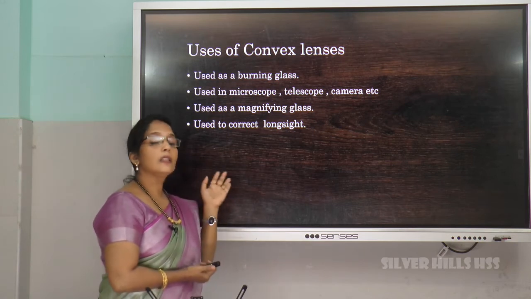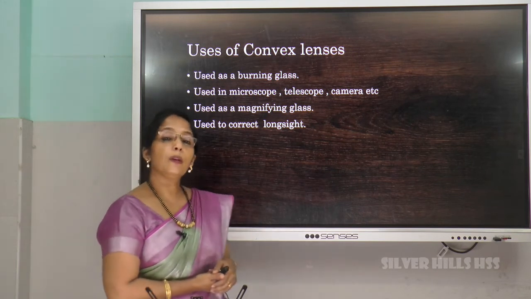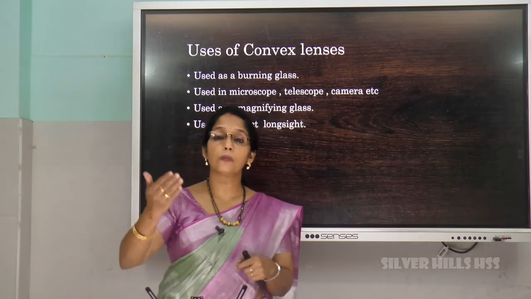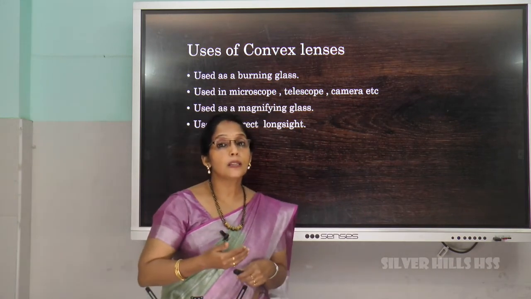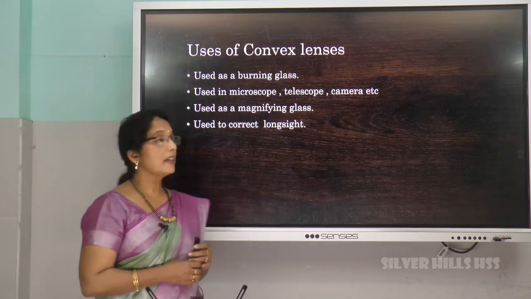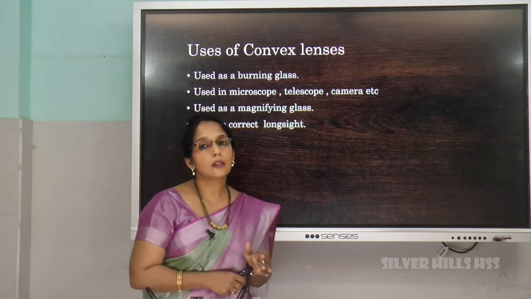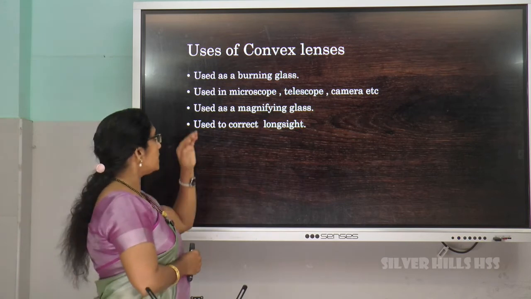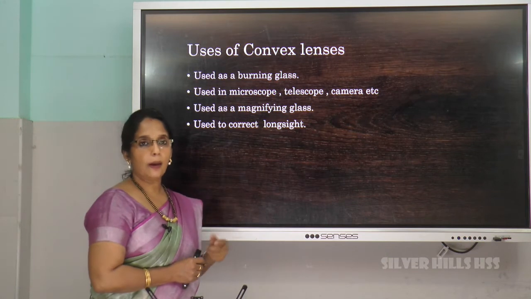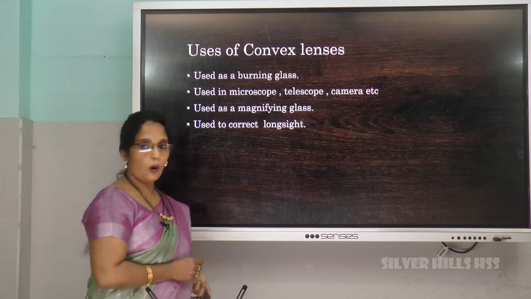Then another use is for the correction of eye defects. That is, some people have long sight. Long sight means they can see far objects clearly but are unable to see near objects. In such cases, we can rectify that defect by using convex lenses. So these are some of the uses of convex lenses. That is, it is used as a burning glass, in microscope, telescope, camera, as a magnifying glass, and to correct long sight.